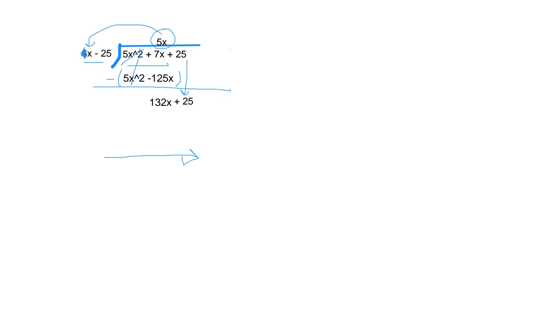Now I want to get rid of this 132x. How do I get 132x? I have to multiply 132 in the numerator. So I'm going to do plus 132. The quotient now I have 5x plus 132, because 132 times x gives me 132x.